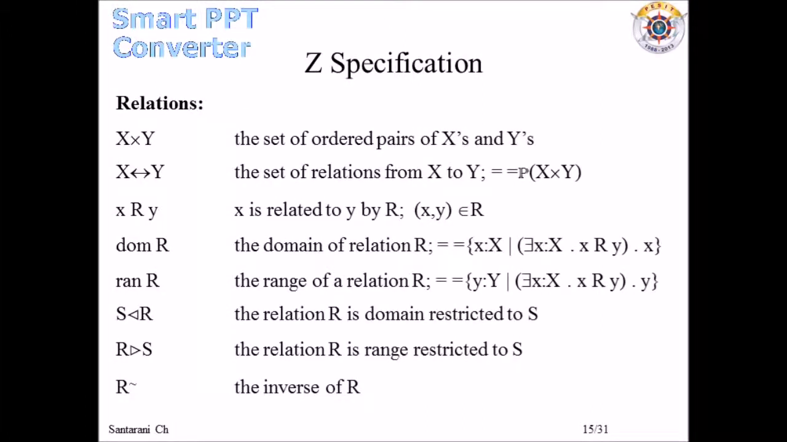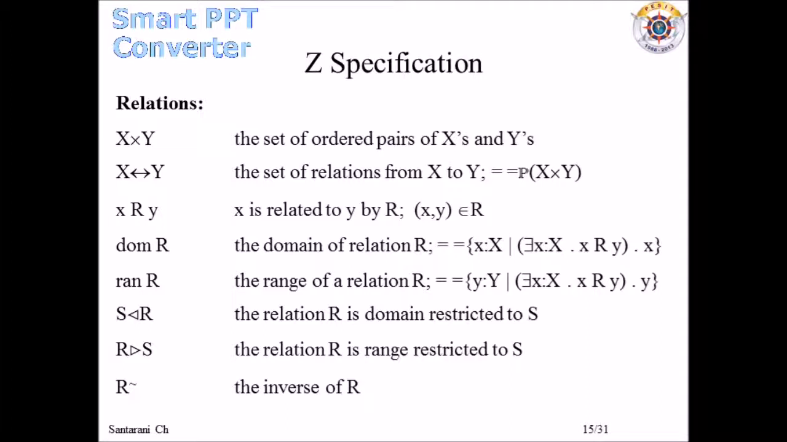And here are the relations that we use in the specification. X cross Y is a set of ordered pairs of X and Y sets. X double arrow Y is the set of relations from X to Y. X R Y means that X is related to Y by the relation R. Dom R is the domain of relation R. Ran R is the range of a relation R.